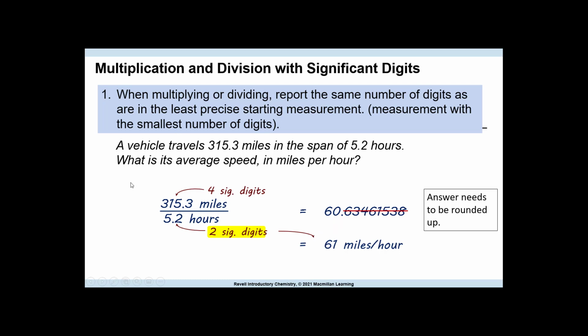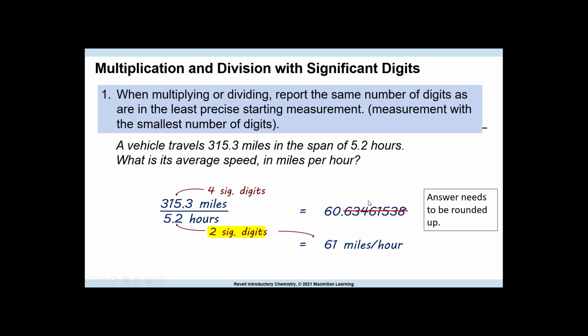A vehicle travels 350.3 miles in the span of 5.2 hours. What is the average speed in miles per hour? Okay, let's break down. What does miles per hour mean? Per means one is above the other. So in this case, we have miles per hour. So one above the other. Not multiplied, one on top of the other. So 4 sig figs, 2 sig figs.